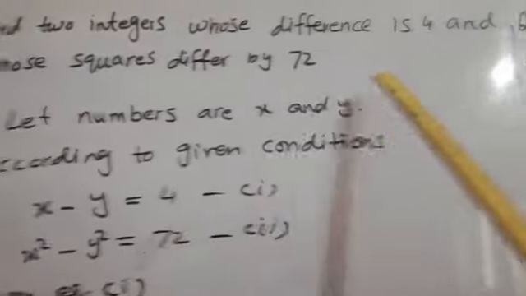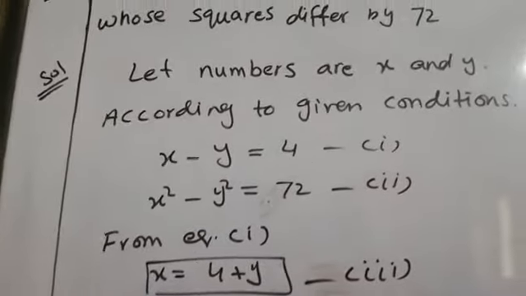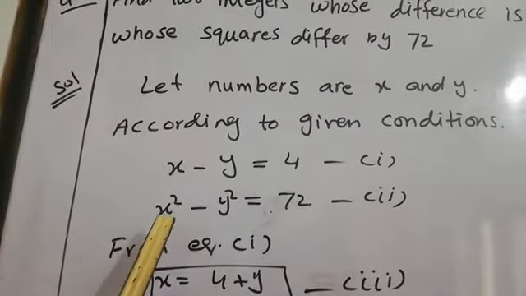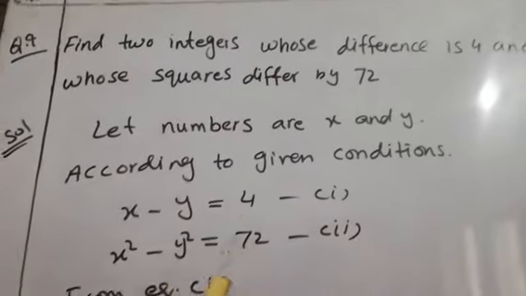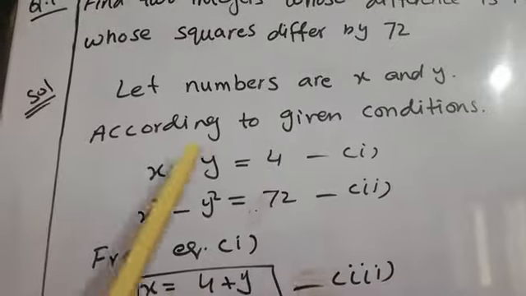And second is that whose squares differ by 72. Whose square means the square of the integers, and integers are x and y. So we will take the square: x square minus y square equals to 72, because differ means minus. These are two equations, equation 1 and equation 2, simultaneous equations.